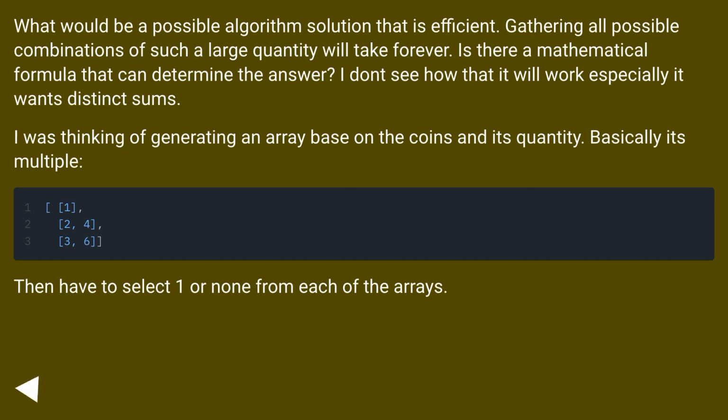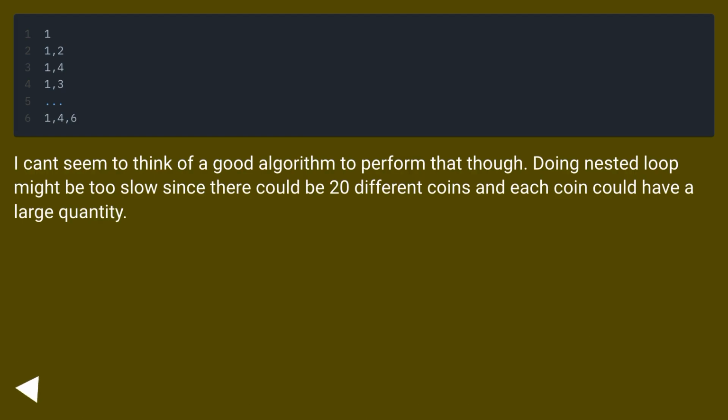I was thinking of generating an array based on the coins and their quantity, basically its multiples. Then I have to select one or none from each of the arrays. I can't seem to think of a good algorithm to perform that though. Doing nested loops might be too slow since there could be 20 different coins and each coin could have a large quantity.